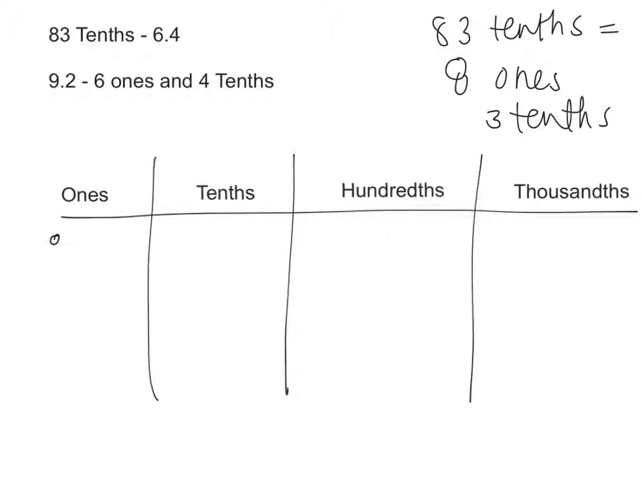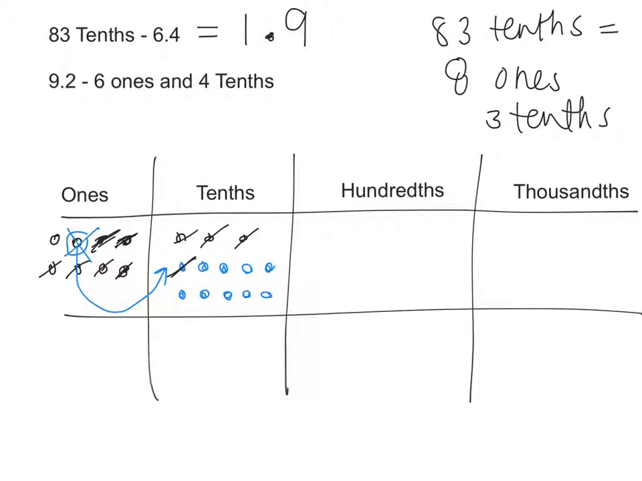So we have 8 ones. 1, 2, 3, 4, 5, 6, 7, 8. And we have 3 tenths. So go ahead and draw that in. 1, 2, 3. Now, what do I want to take away? How many ones am I taking away in this problem? Haziv? 6. So let's cross out 6 of them. 1, 2, 3, 4, 5, 6.